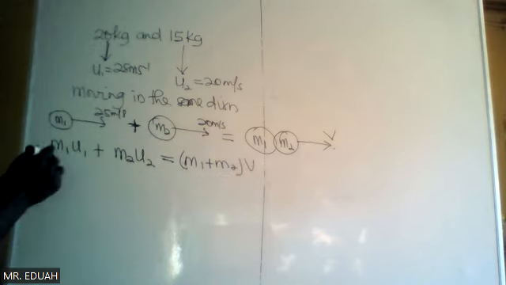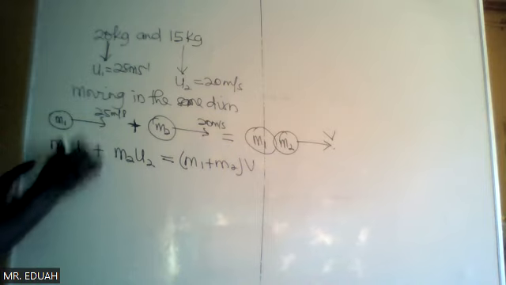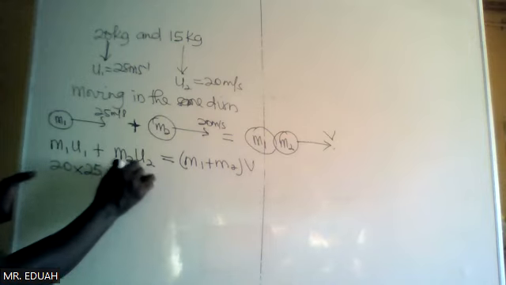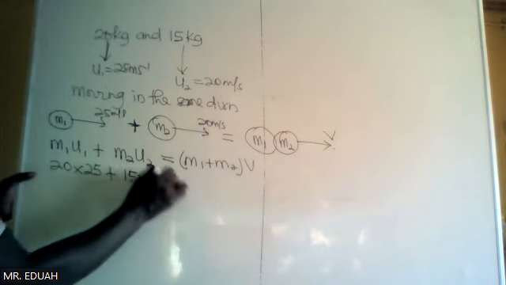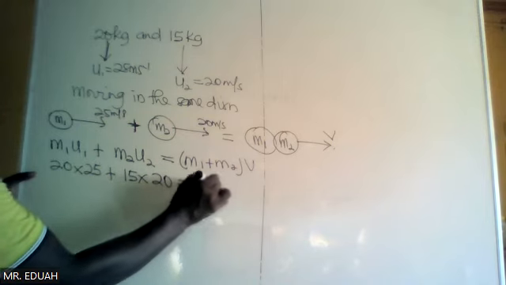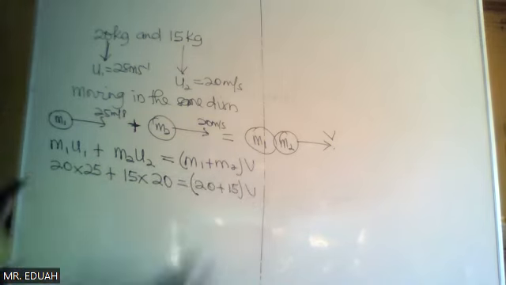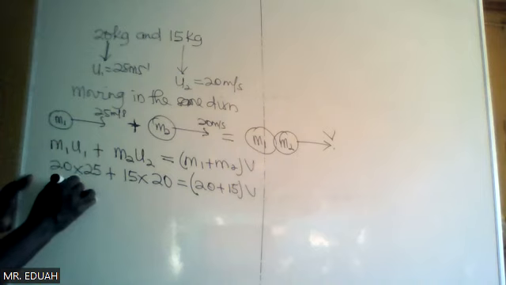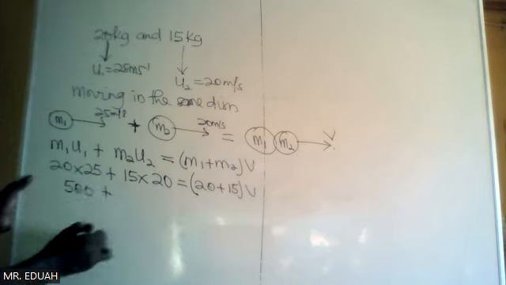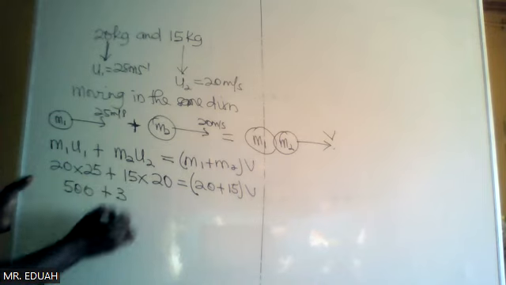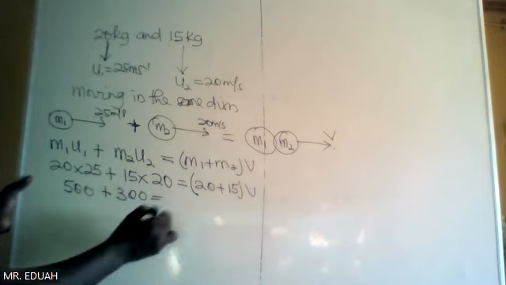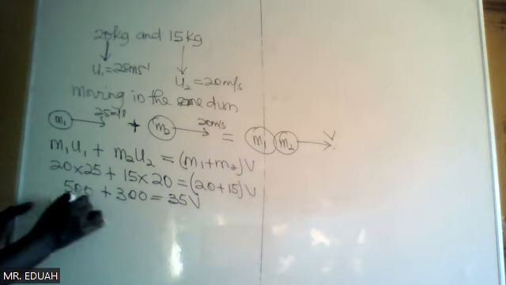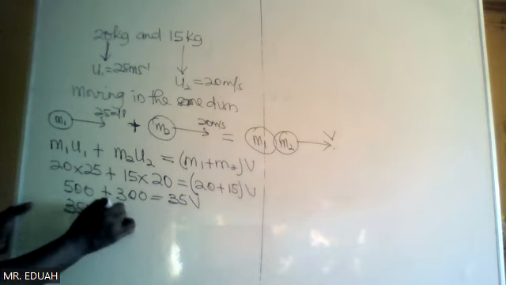So substitute values of the masses: 20 by 25 plus 15 by 20 is equal to 20 plus 15 all times V. Okay, this is 500 plus this is 300 is equal to 35V. Therefore, 35V is equal to 800.